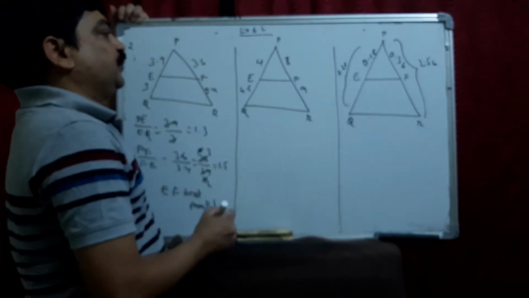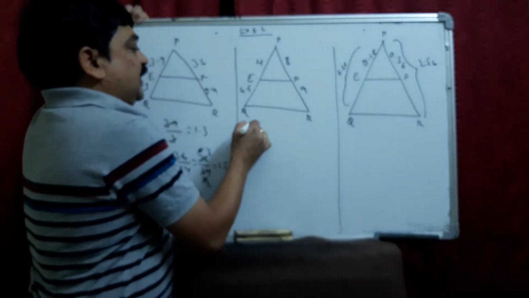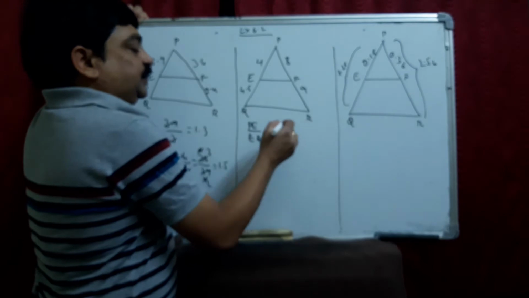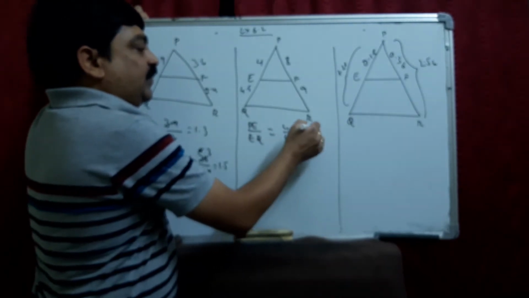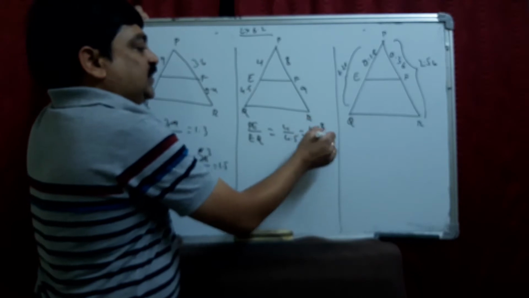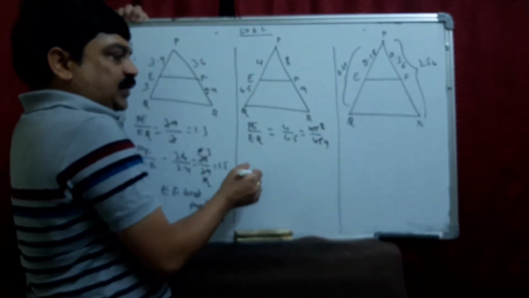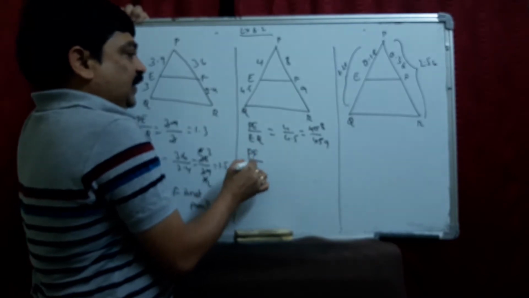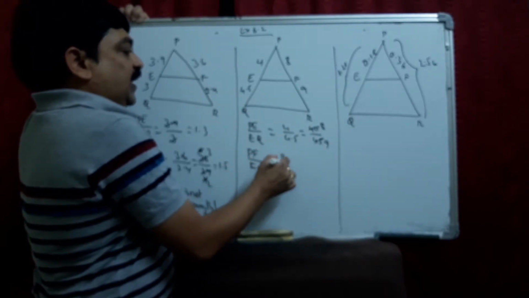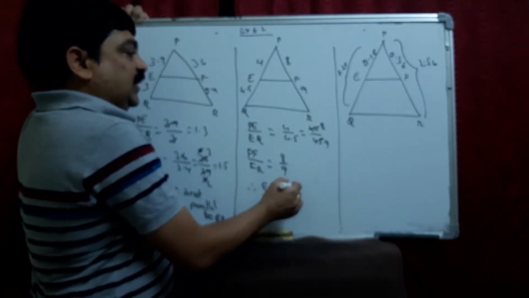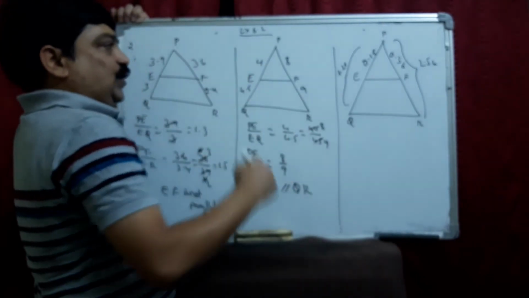Now let us look here. PE by EQ, 4 by 4.5. You can multiply and divide with 10. 40 by 45, and it becomes 8 by 9. Now check this also. PF by FR, it becomes 8 by 9. Both are the same. Therefore, according to the converse of BPT, EF is parallel to QR.